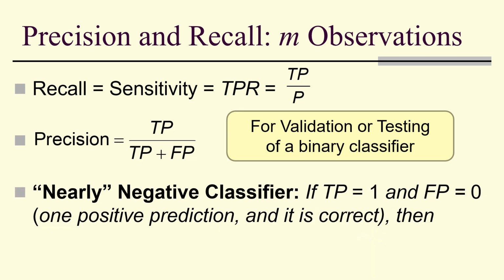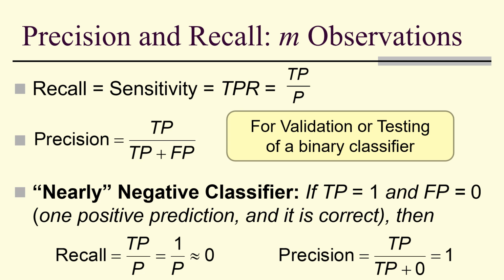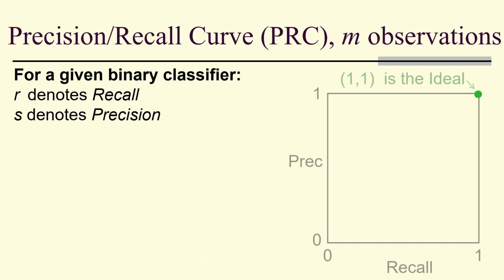So we look at a nearly negative classifier. Suppose that you have, and remember here M is very large, but you only have 1 positive prediction and it's correct. Then recall is 1 over P, which is approximately 0, P being very large, and precision is 1. So for a given binary classifier, little r denotes recall, little s denotes precision. The ideal is where precision and recall are both 1. And we get a point.